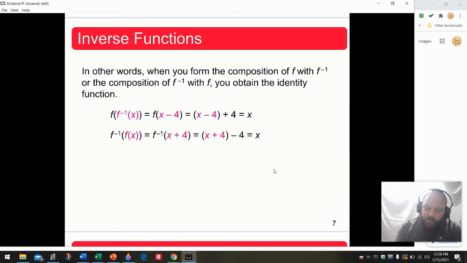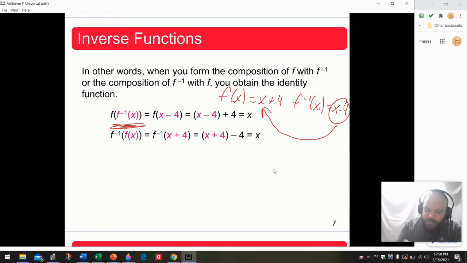All right, so if you look right here, I have this first composition. I have f of f inverse of x, which means I'm going to take my first function, f of x, which is x plus 4. My second function, f inverse, is x minus 4. I'm going to take this and I'm going to plug this right into there for this first composition. When I do that, what you can see is the 4's end up canceling and I'm left with x.